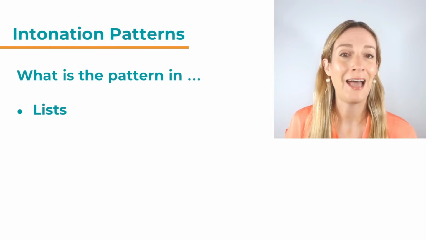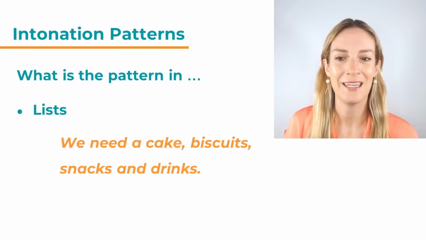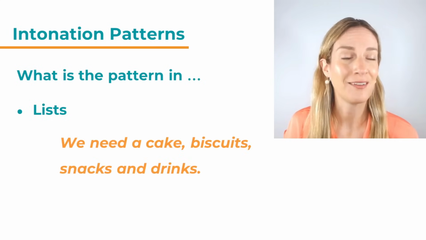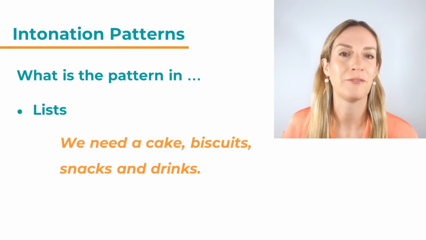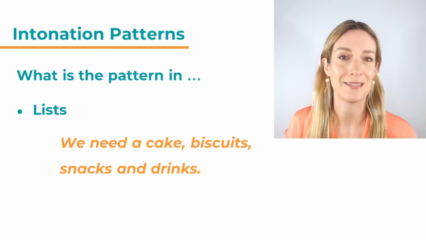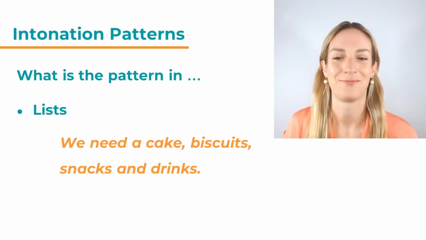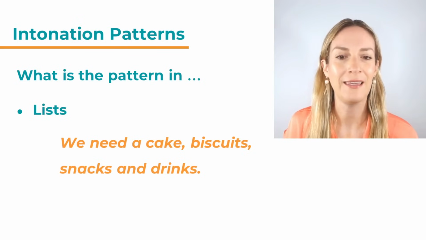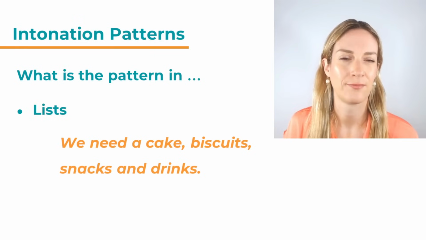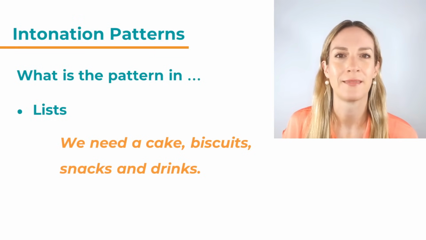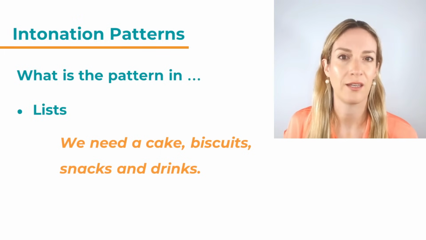Now, let's have a look at a last intonation pattern, and that is for lists. Here is an example. Let's imagine we are organizing a party, and we're discussing what we need to buy before the party starts. Here's our sentence. Now, I want you to listen already carefully to the intonation. We need a cake, biscuits, snacks, and drinks. I'll say it one more time. We need a cake, biscuits, snacks, and a drink.